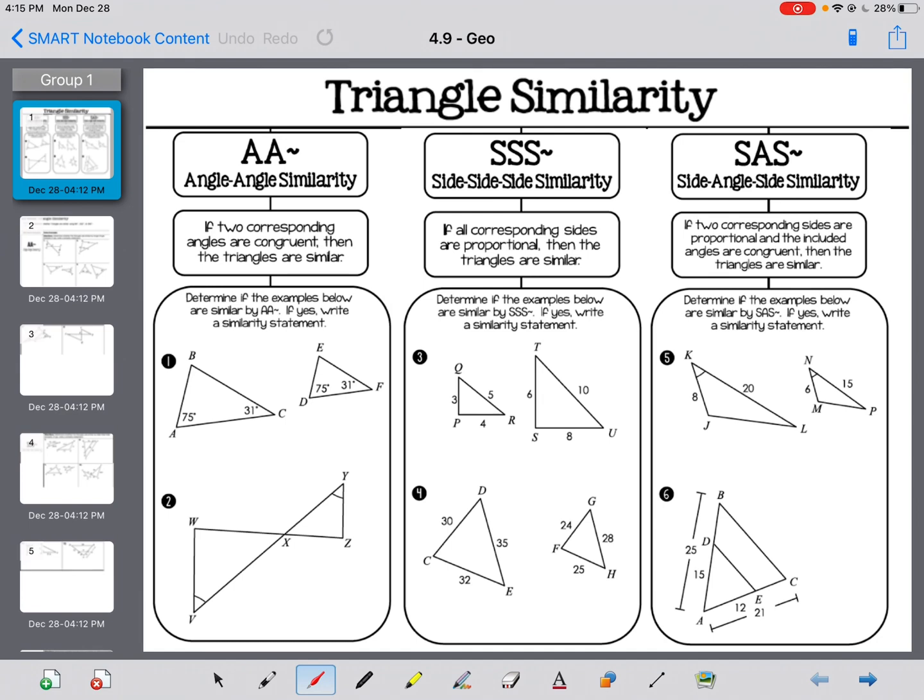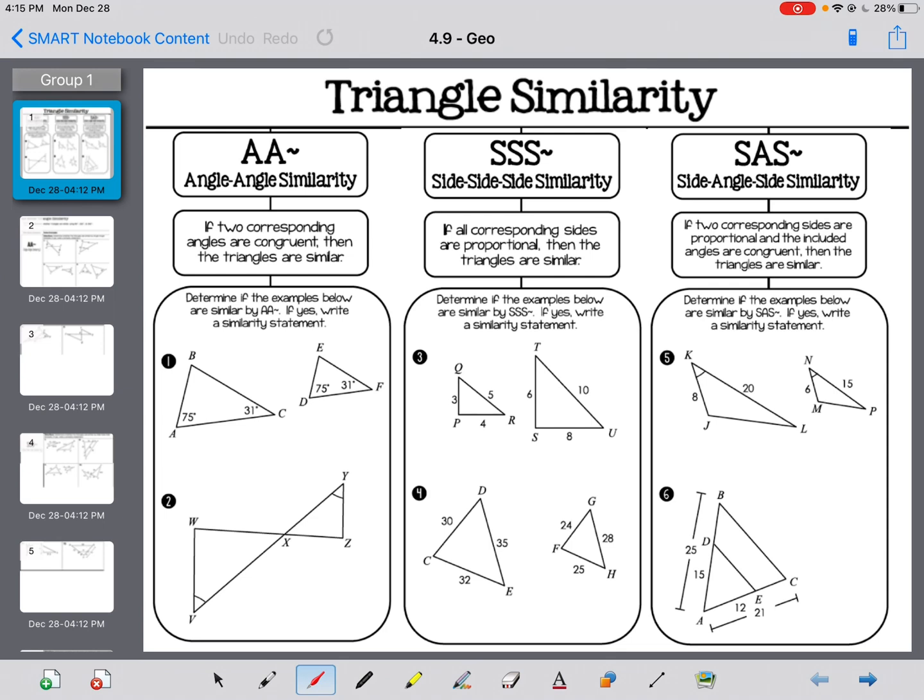Unit 4, Section 9, Triangle Similarity. We did triangle congruence. This triangle is the same as that triangle. Now we're going to do this triangle is like that triangle. They're similar. There are 3 ways to do triangle similarity.